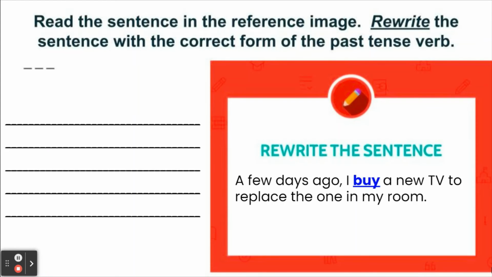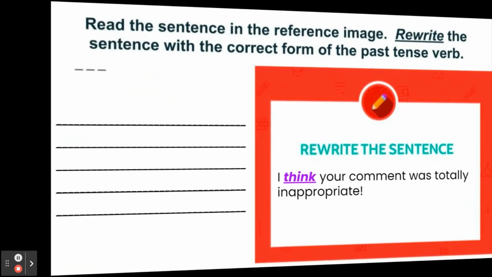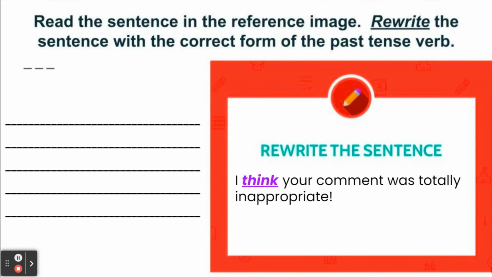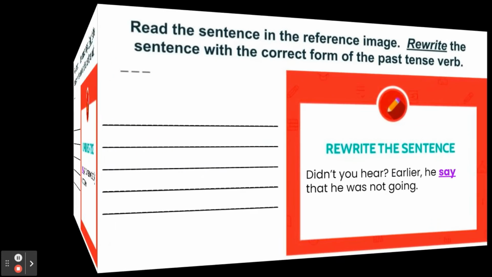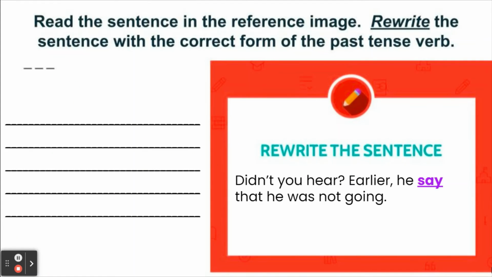Okay, let's look at our next example. Here we go. Again, read the sentence in the reference image. Rewrite the sentence with the correct form of the past tense verb. I think your comment was totally inappropriate. Okay, just pause the video and take as long as you need. One more example for you, friends. Didn't you hear? Earlier he say that he was not going. Again, the verb say is in the present tense and it needs to be in the past tense. So pause the video and take as long as you need.